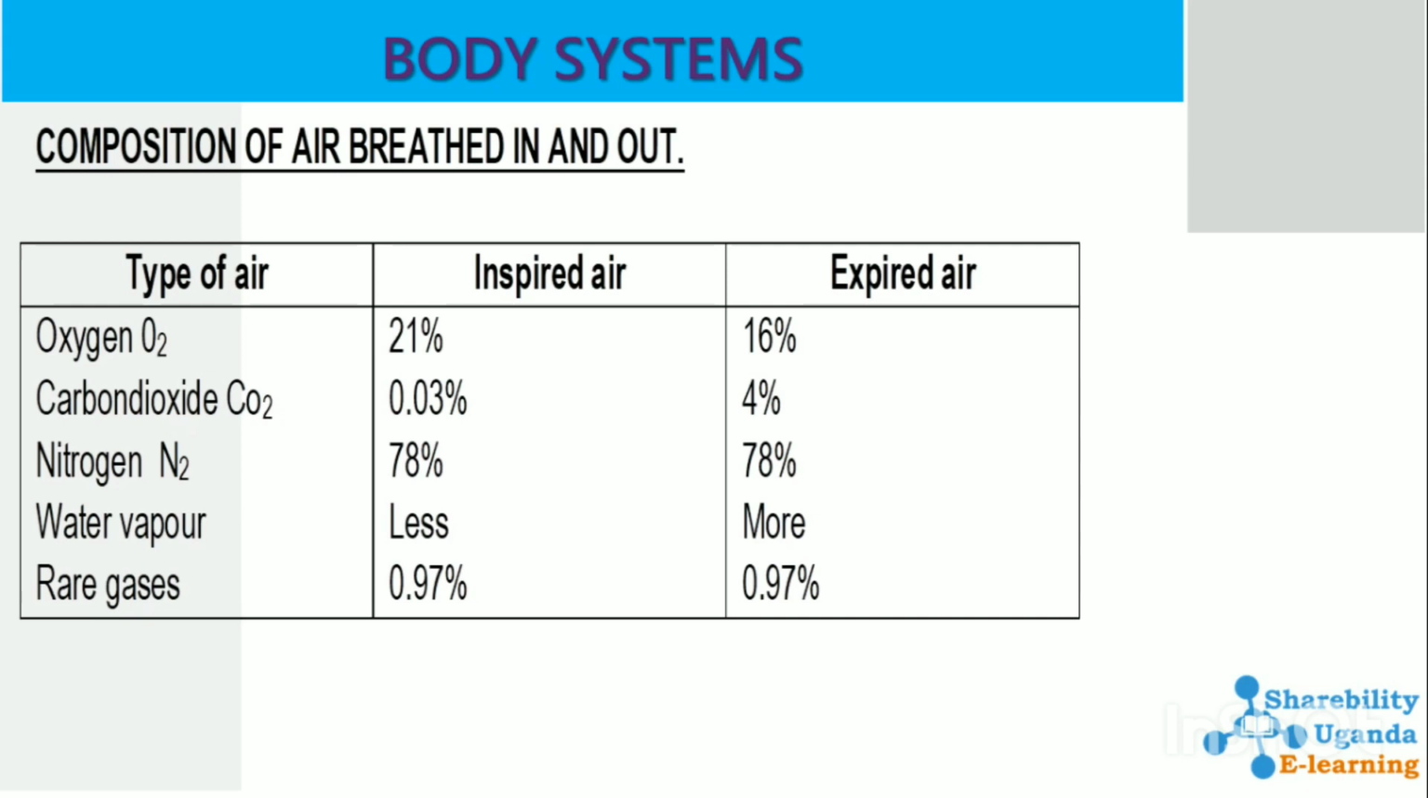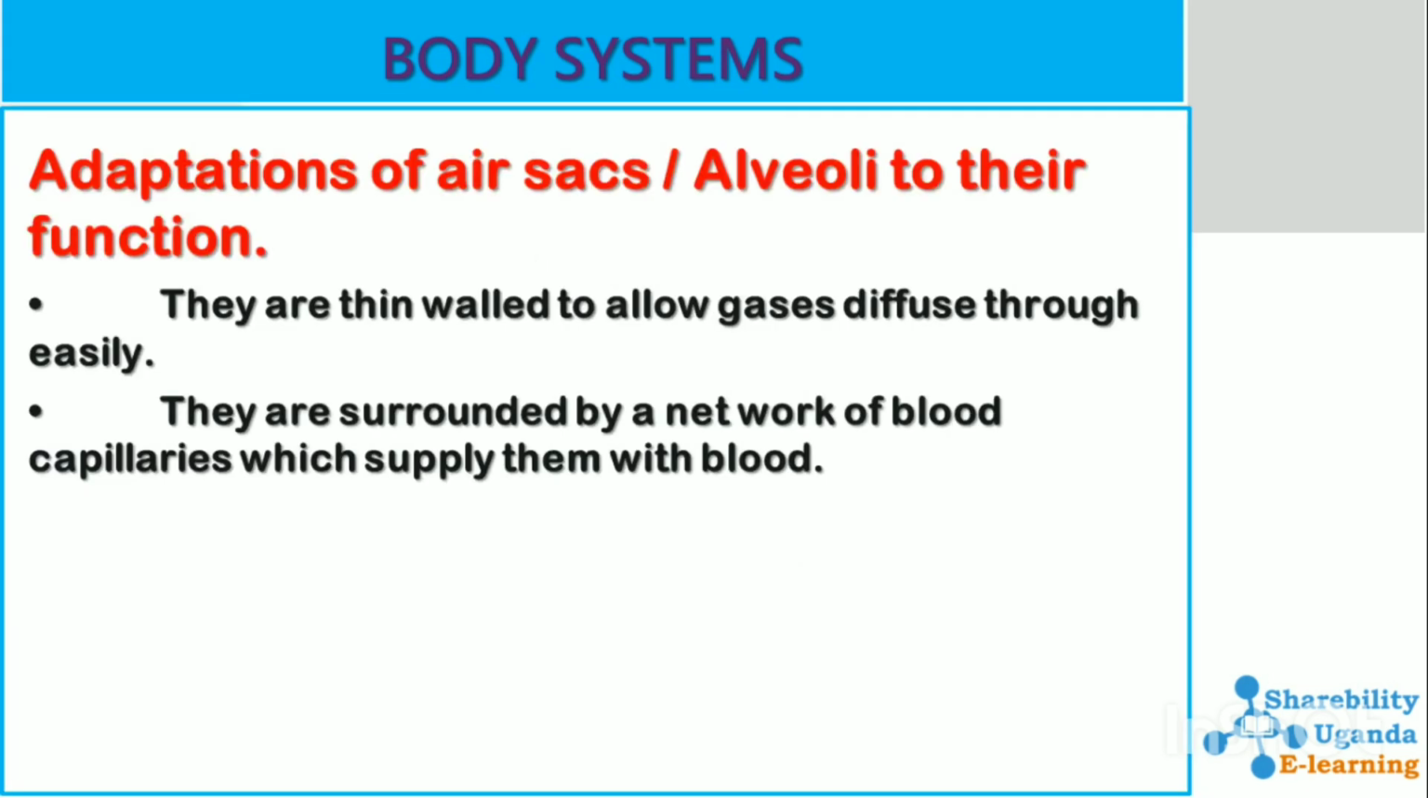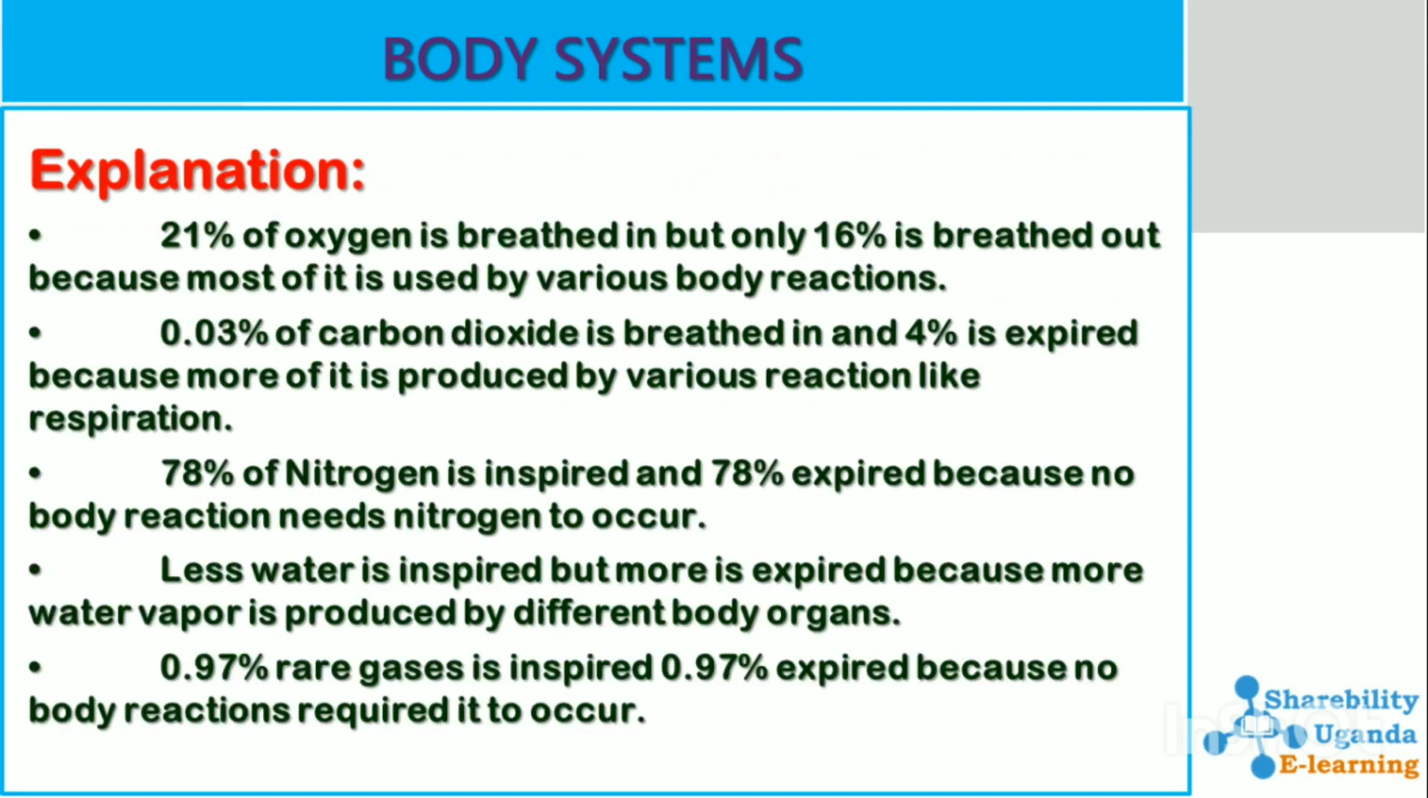That means the rare gases and nitrogen are useless to the body. So once we take them in, the body makes sure it expels them out immediately, at the exact percentage, the exact amount that has been taken in. Then adaptations of air sacs and alveoli to their function; this must be a repetition. We have already discussed that slide.